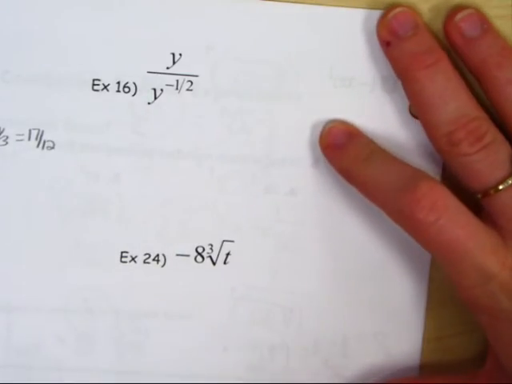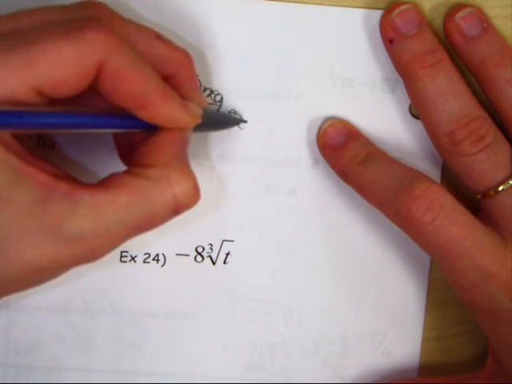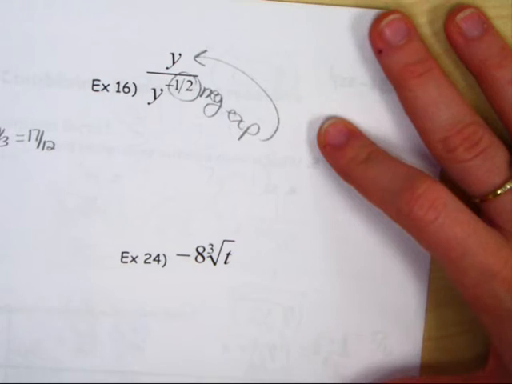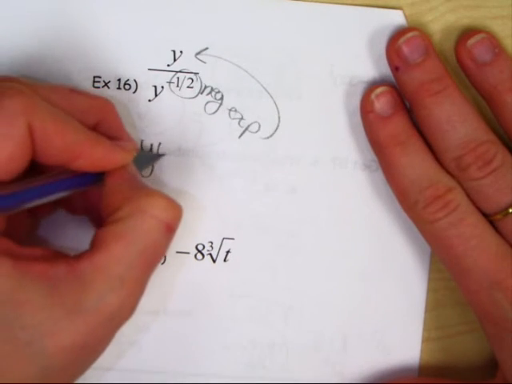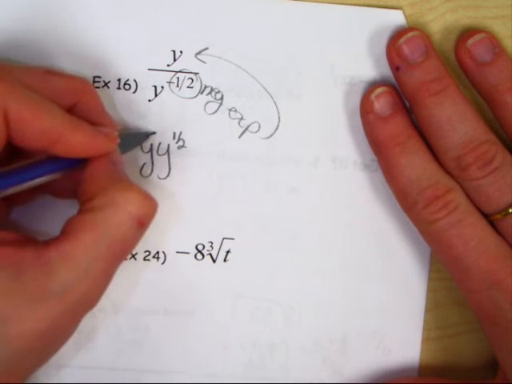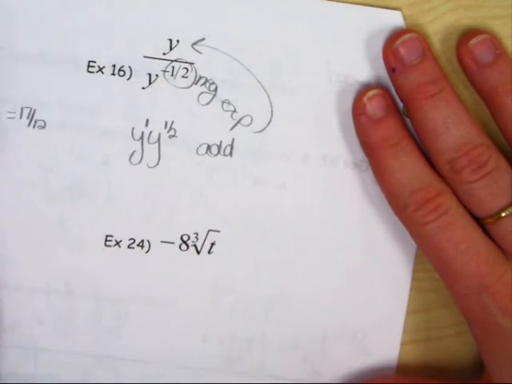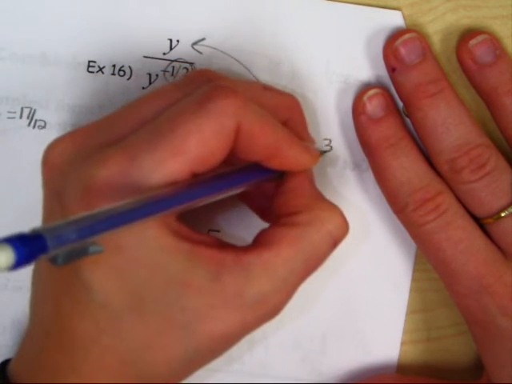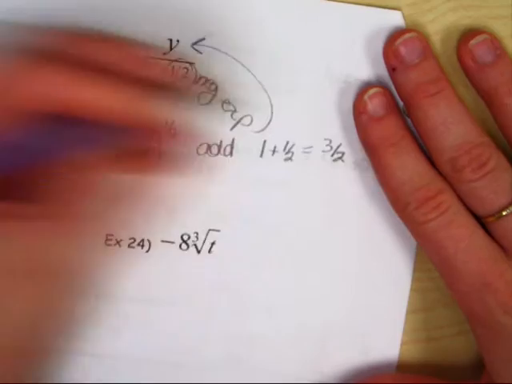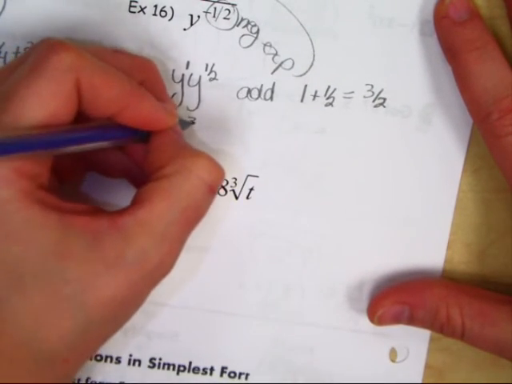Moving on. Negative exponent moves it to the top. So I get y and y to the positive 1/2. Well, add your exponents. So 1 plus 1/2 is 3/2. So you get y to the 3/2.